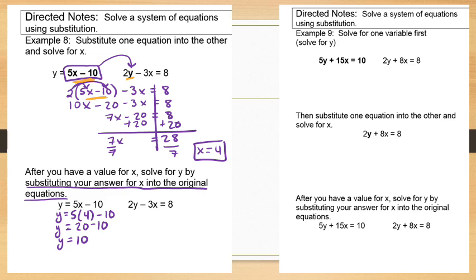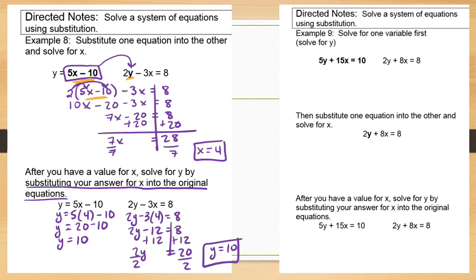I'm checking to make sure that that's also true in the other equation, though, before I decide that that's my correct solution to the system of equations. So now, 2 times y, I don't know y yet, minus 3 times 4 equals 8. 2y minus 12 equals 8. And now I'm going to add 12 to each side. 2y is going to equal 20. Dividing by 2, y is going to equal 10.